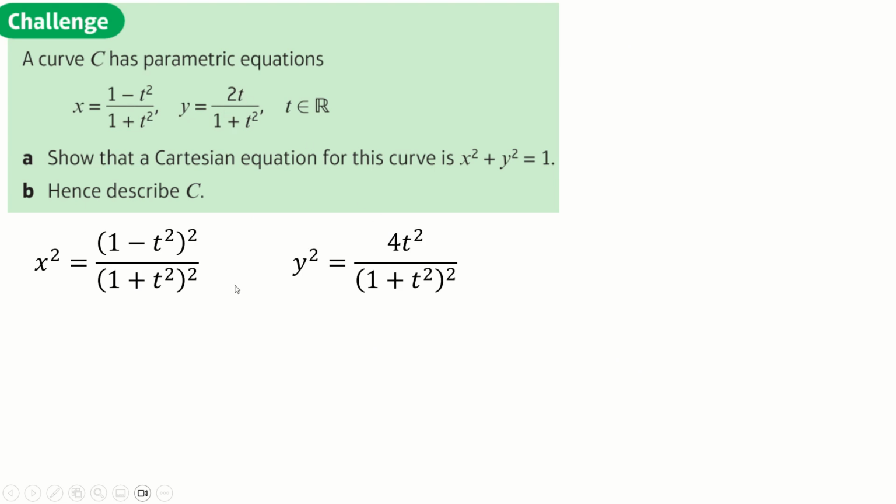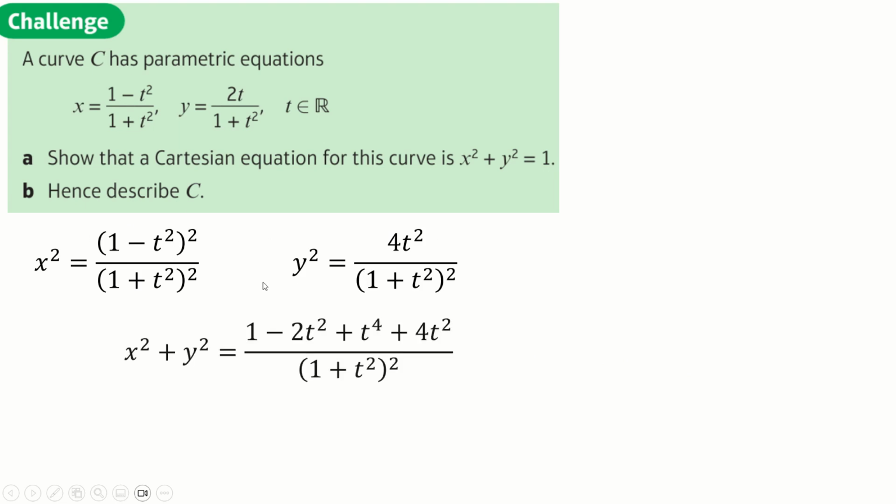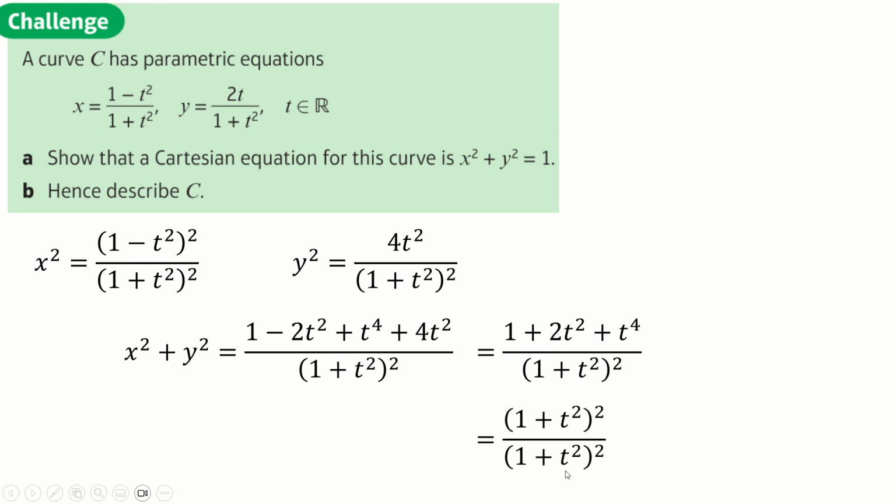2t all squared is 4t squared. I haven't bothered to square the denominators out. The numerator I can actually square now, and then I can put these together and just put them under the same denominator because they've got the same denominator. And now this and this come together to make plus 2t squared. And then this actually factorizes to 1 plus t squared all squared, which is nice because that all cancels to make 0. Hence, this is a circle, radius 1, center 0, 0.